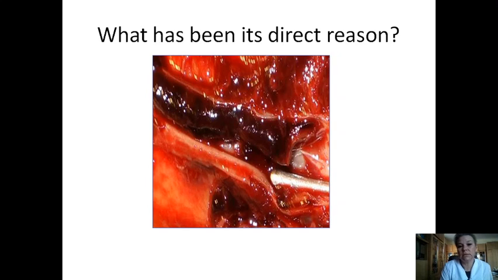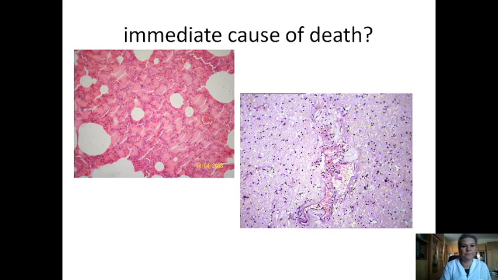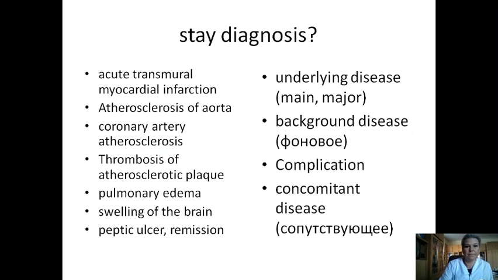In this picture, you can see the anatomical picture of a coronary vessel. On the section, what can we see? What is the reason of this process? In this slide, you can see the immediate cause of death, changes in the lungs and in the brain. What is this? Which pathological process? And please state the correct diagnosis.